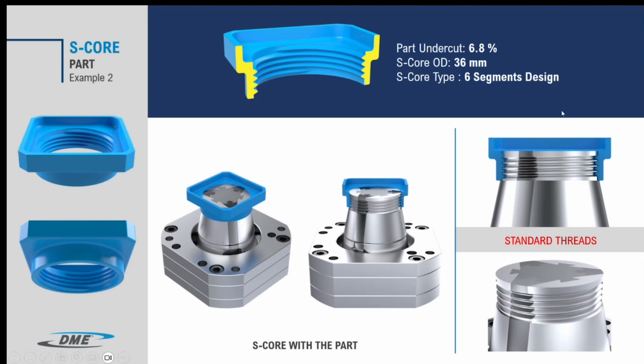By using S-core for a standard thread, you can save a lot of cost in production. This is mainly because the cycle time is reduced and the process is optimized. Now just imagine if you have a long threaded component, you need to use unscrewing, which takes more time for ejection and also for screwing it back. But with the S-core, it's a matter of seconds.